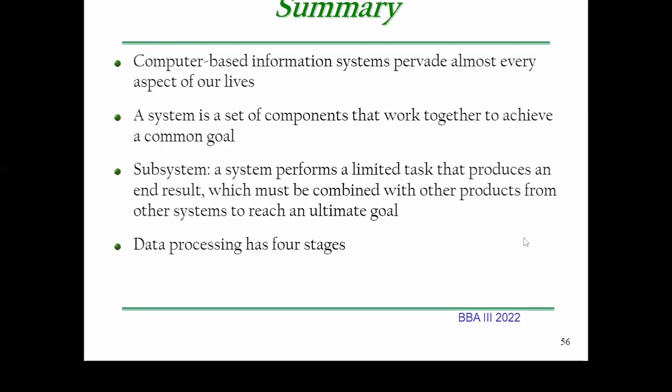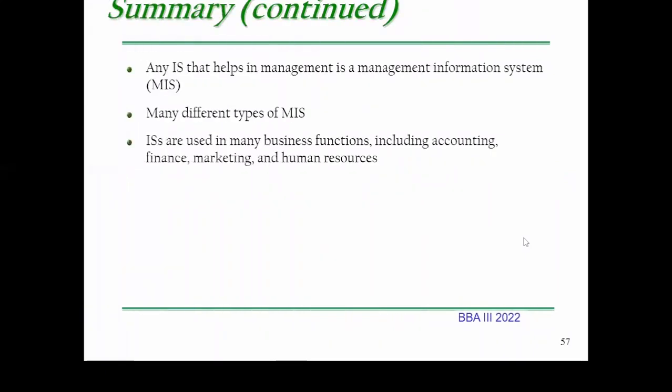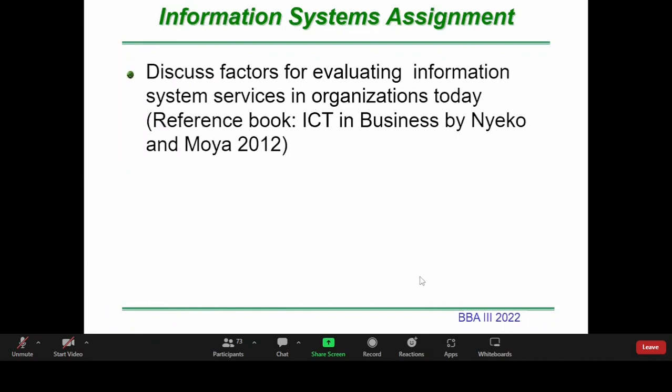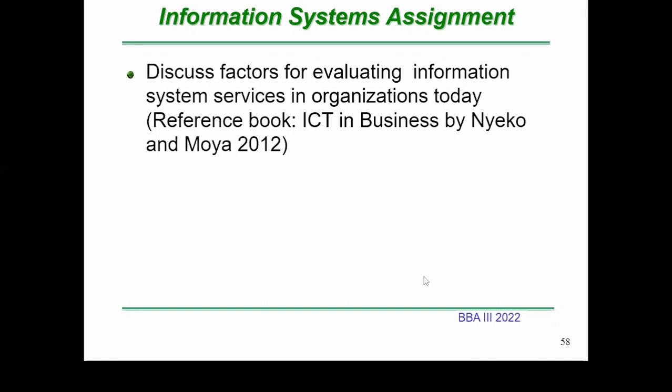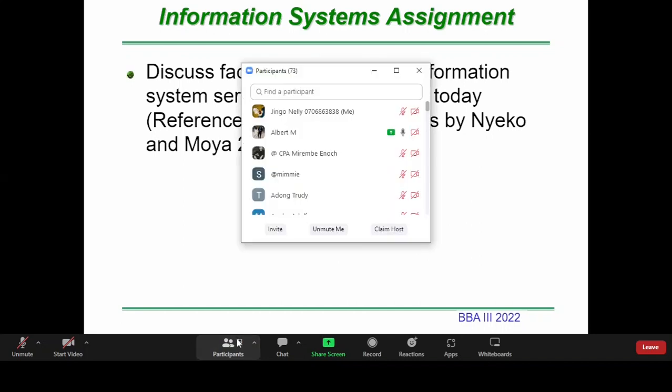Then we said data processing has 4 stages. Again, in summary, any information system that helps management is a management information system. And there are many different types of MIS. Those MISs usually are in line with the business functions. There are a few ways you can discuss that question when you get your time, especially in your groups. Discuss the factors for evaluating information system services in an organization.